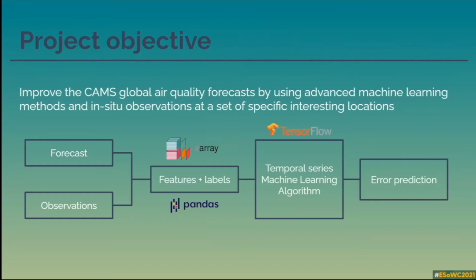The project objective is to improve the CAMS global air quality forecast using machine learning methods and observations at a set of locations which has been provided by our mentors. We are going to take the forecast from the CAMS and the observations to produce a data set with the features and the labels, and fit our machine learning approach to predict the error of the CAMS forecast.